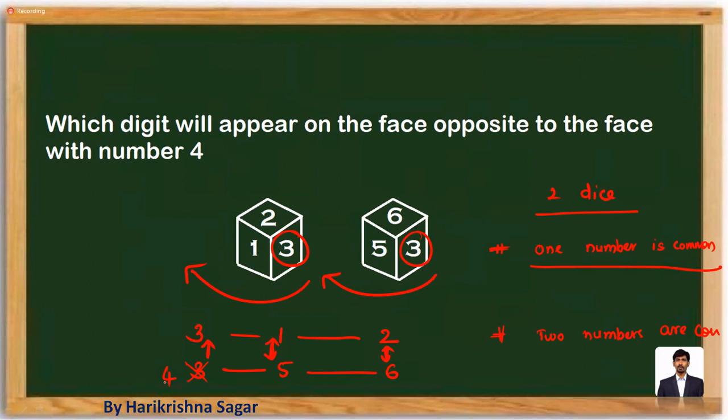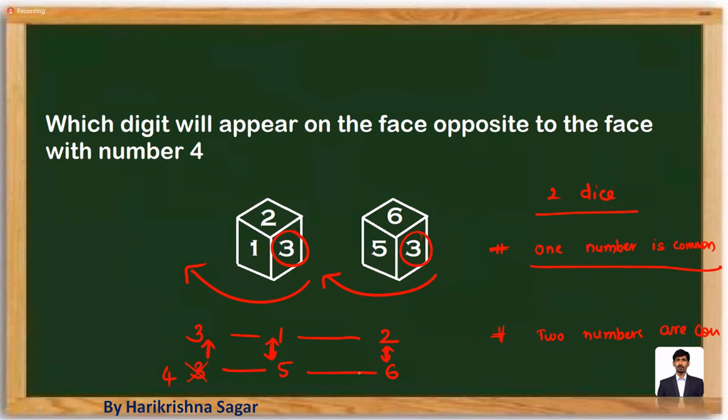3 opposite, we cannot say it as 3. It should be some other number. So I'm just taking it as 4. That would be the answer choice. So now what is opposite to 4 is the question. 4 opposite is 3, 1 opposite is 5, 2 opposite is 6. Like that you can find any.